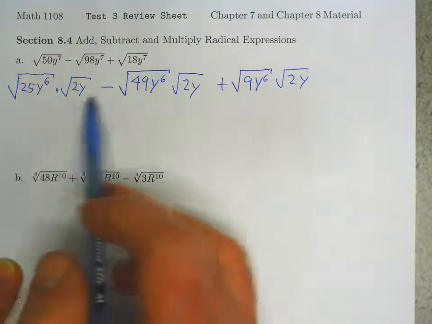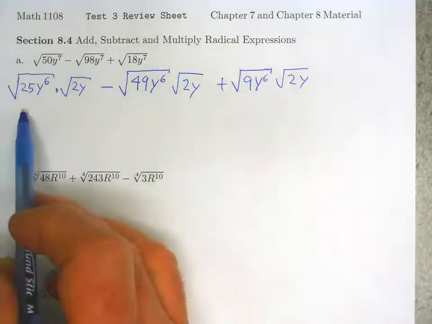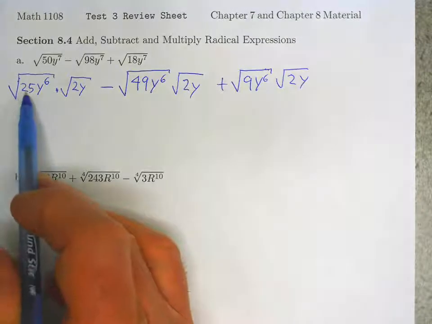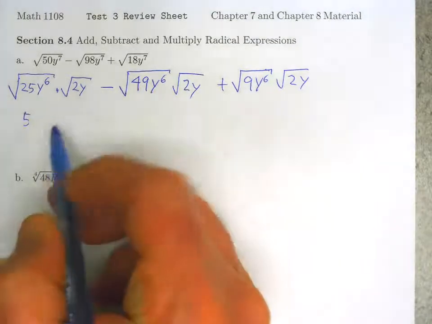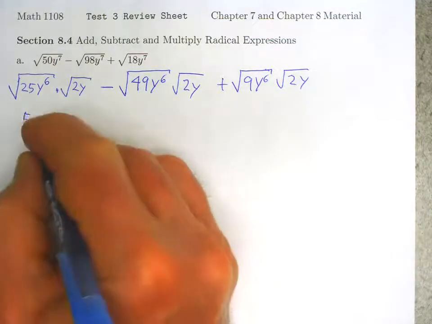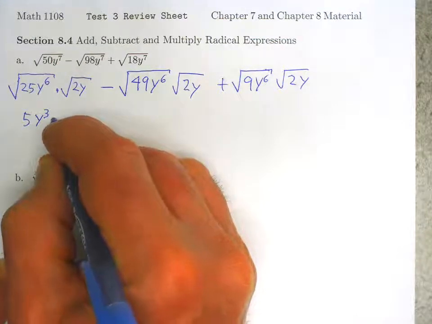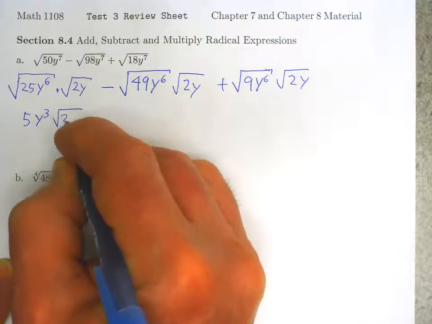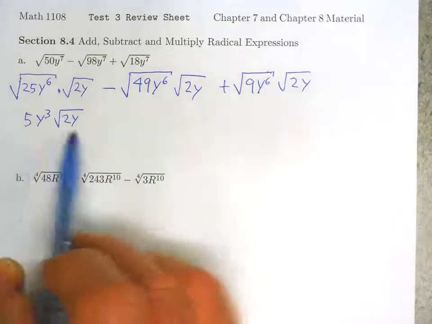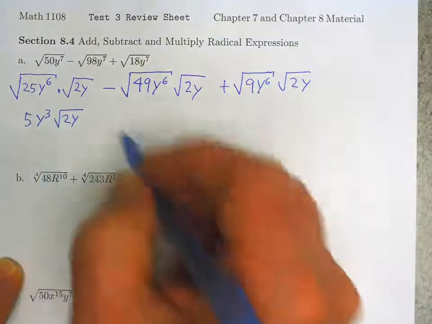Then we simplify the square roots of the perfect squares. Square root of 25 is 5. The square root of y to the 6th is y to the 3rd. And so this first term, 5y to the 3rd times the square root of 2y. This is now simplified as much as it can be.